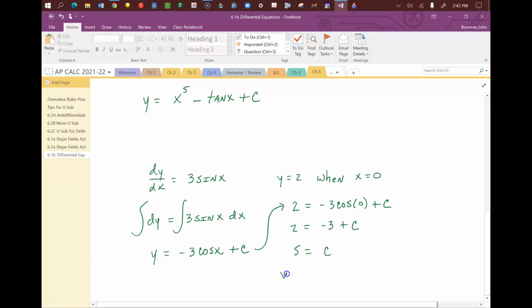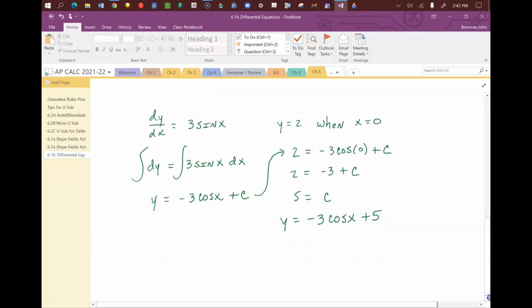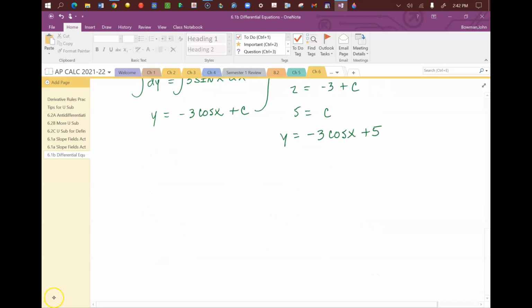So our specific solution to this is y is equal to negative 3 cosine of x plus 5. That's called an initial value problem. And for my last example, I'm going to do something where typically you're told you have to use the fundamental theorem to solve this initial value problem. So maybe you get something like this.